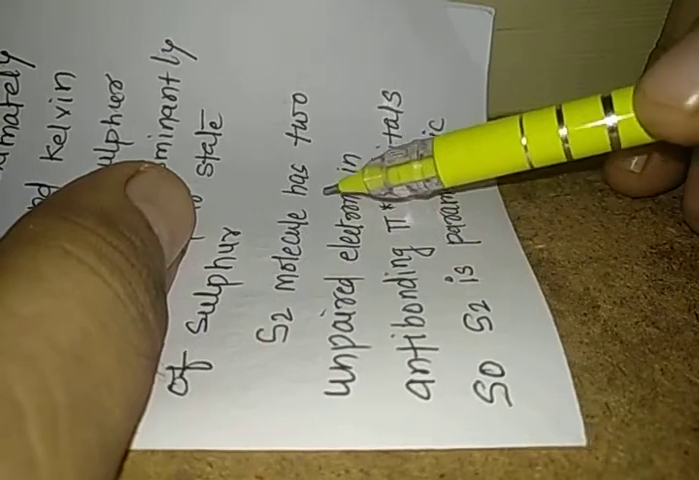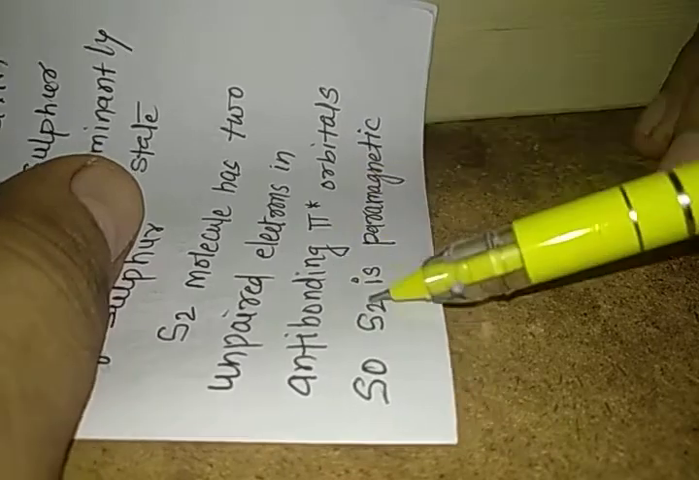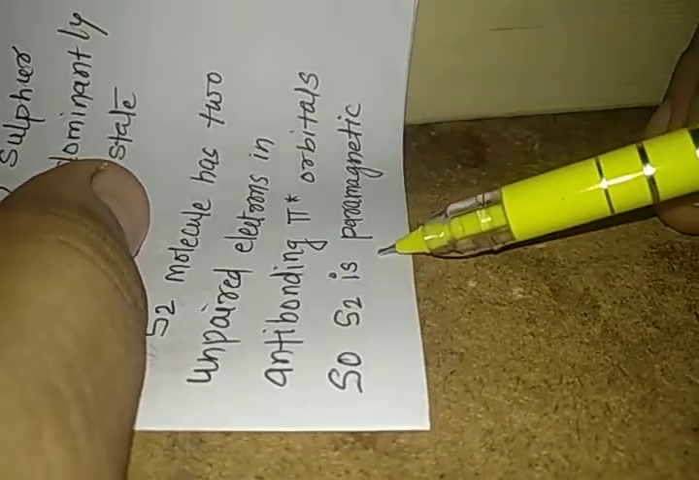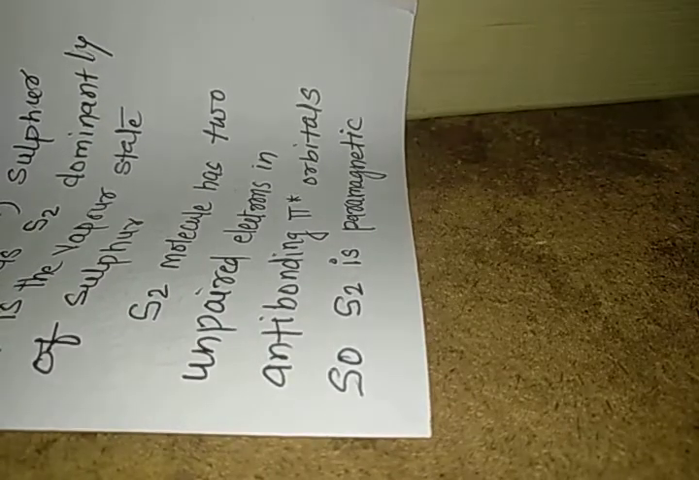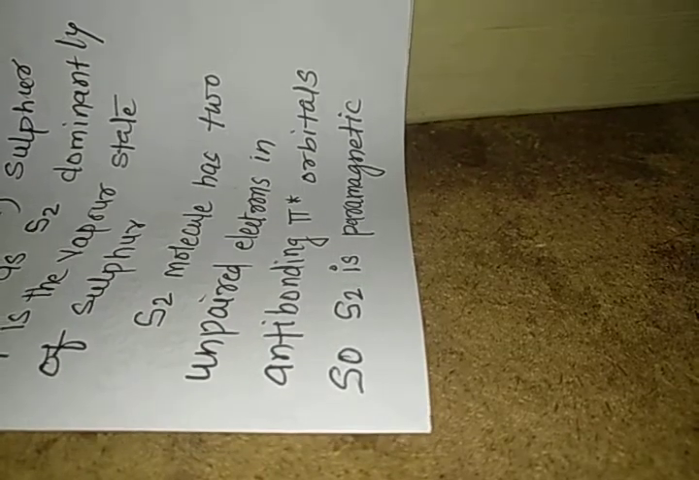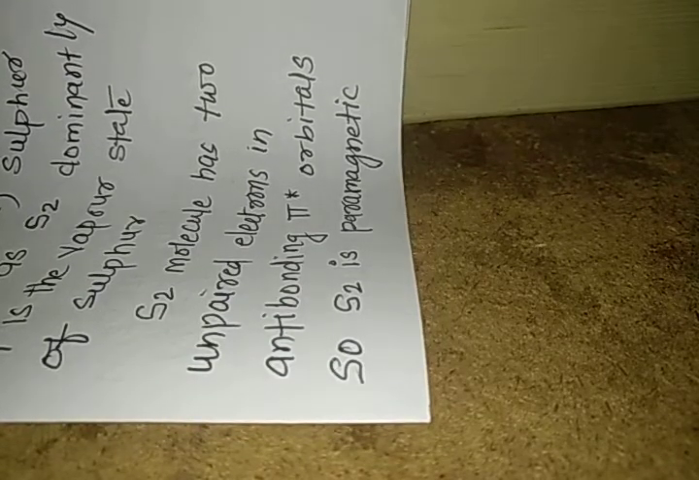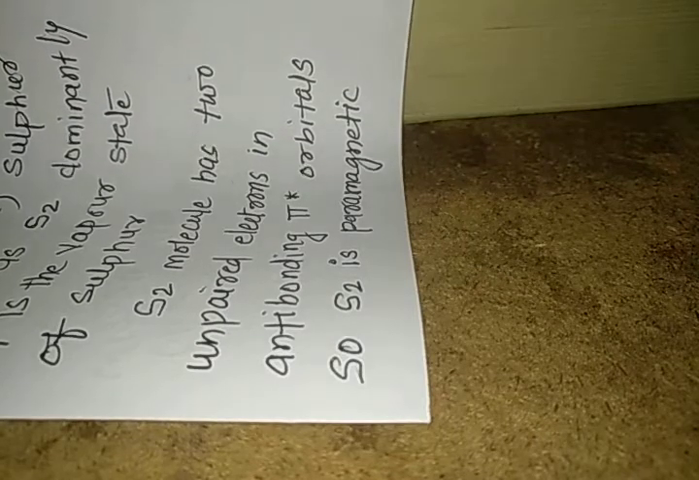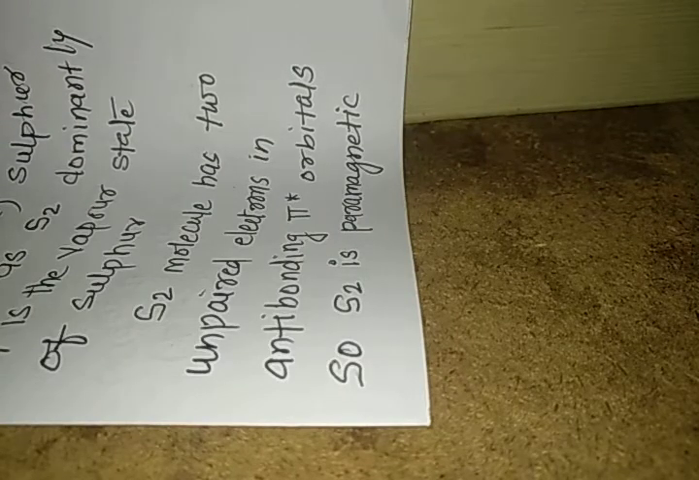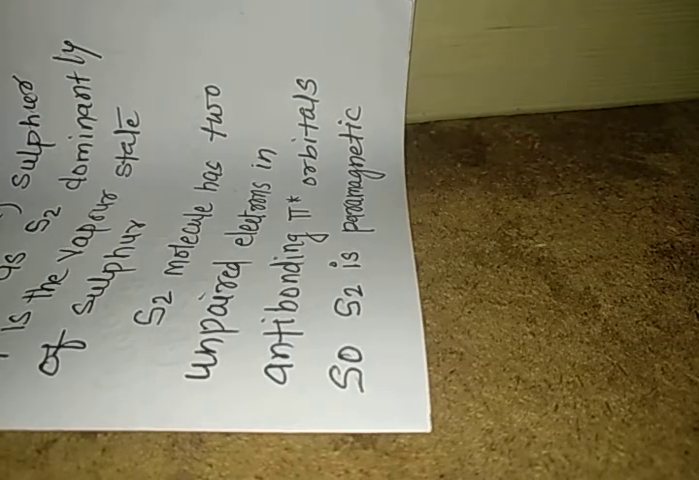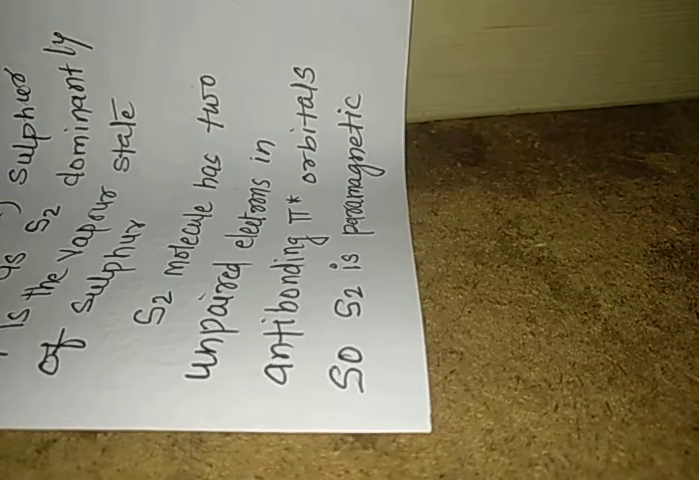S2 molecule has two unpaired electrons in antibonding pi star orbitals, and that is why S2 is paramagnetic in nature. So this is a very important point to be remembered, that sulfur above approximately 1000 Kelvin is available as an S2 molecule, which is a diatomic molecule, and it is like the oxygen molecule. It shows paramagnetic behavior because in antibonding pi star orbitals two unpaired electrons are present.